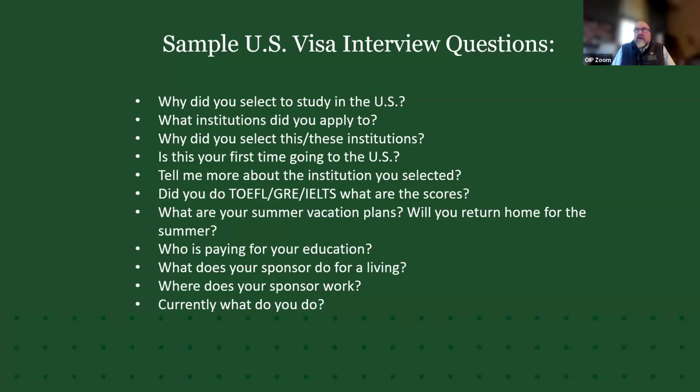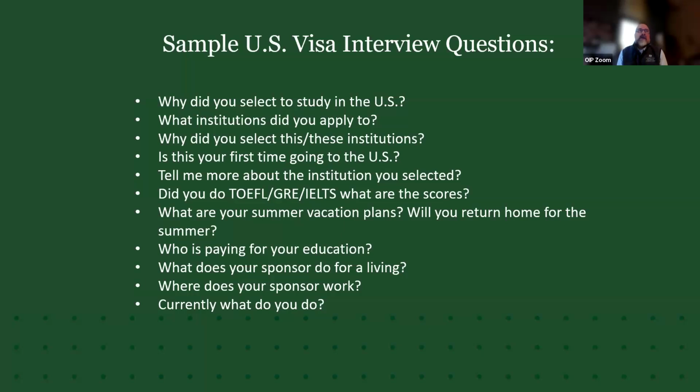Is this your first time going to the US? Again, answer truthfully. If it is, tell them, yeah, this will be my first time going to the US. If you've been here under another visa, maybe a B1, B2 visitor visa, tell them, yes, I've been to the United States before. No, this is not my first time going there. They already know it. They can see it in the system. So this is one of those questions where they're just trying to see how genuine your response is and whether you're being truthful.